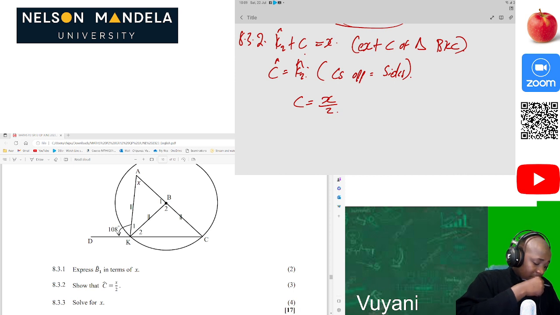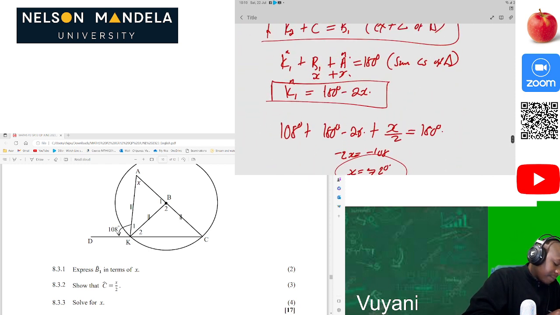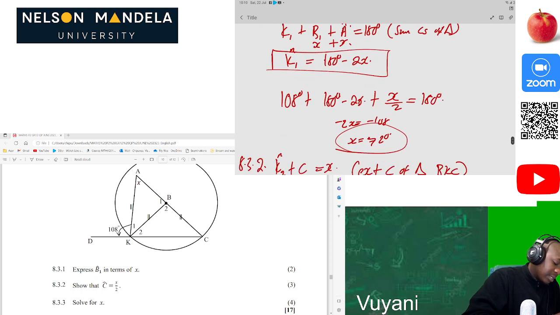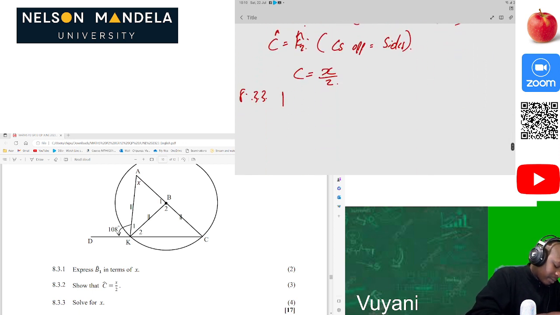Then now moving forward to what we want, that will be x over 2. Then we can now calculate 8.3.3. Now that's when we say that K1 is equal to 180 degrees minus this. So this is where we are. Okay, so we say that K1 plus B1 plus angle A is equal to 180 degrees. What's the reason? Sum of angles of a triangle.